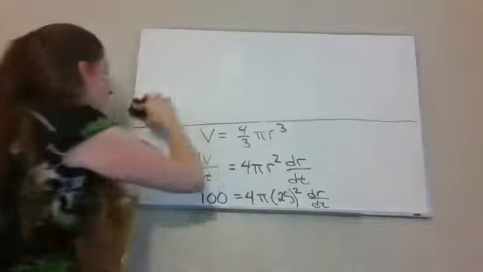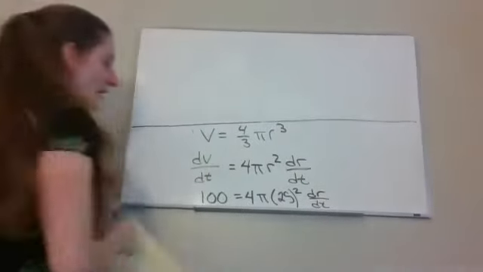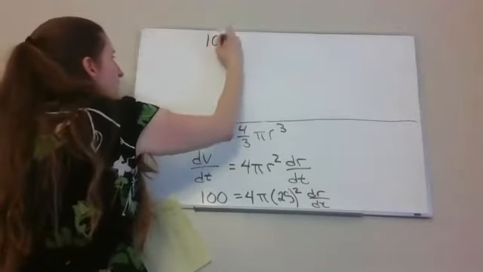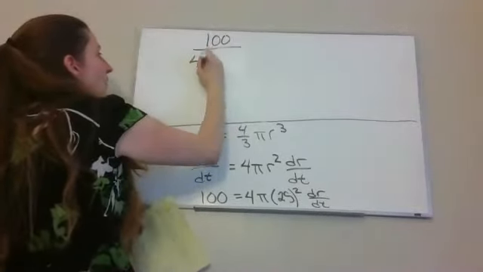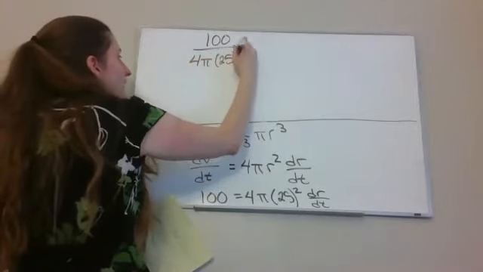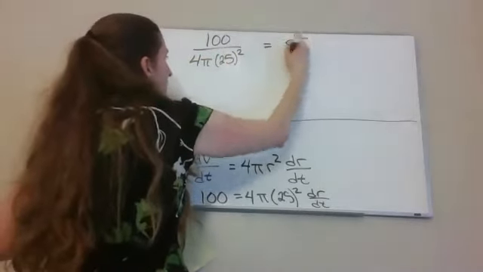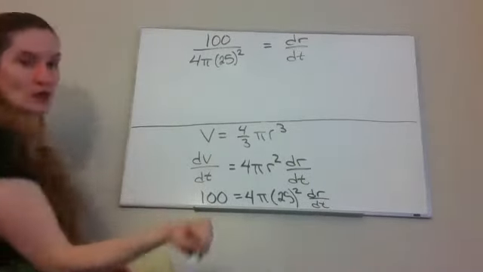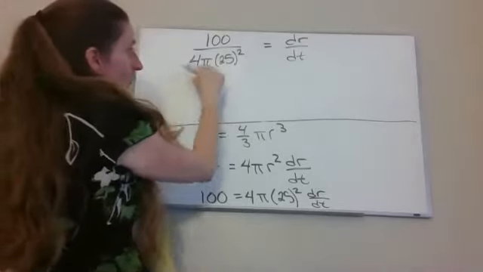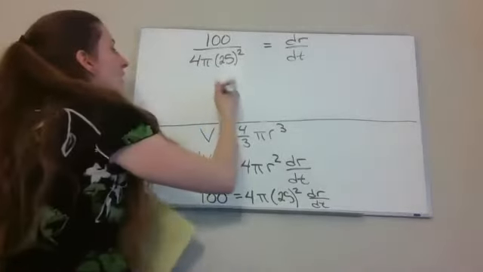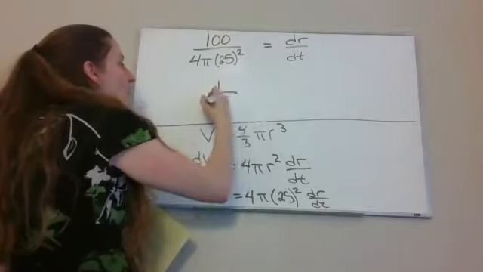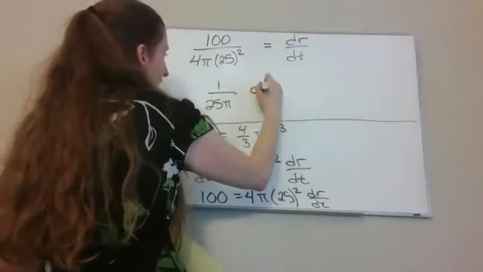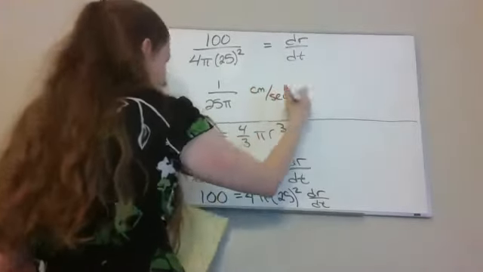So if I divide both sides of the equation by 4 pi times 25 squared, I'm going to get 100 divided by 4 pi times 25 squared. That is my dr dt, which we can simplify a little bit. 100 is 4 times 25, so I can cancel out the 4 and one of the 25s and get 1 over 25 pi. And my units for this problem were in centimeters per second.